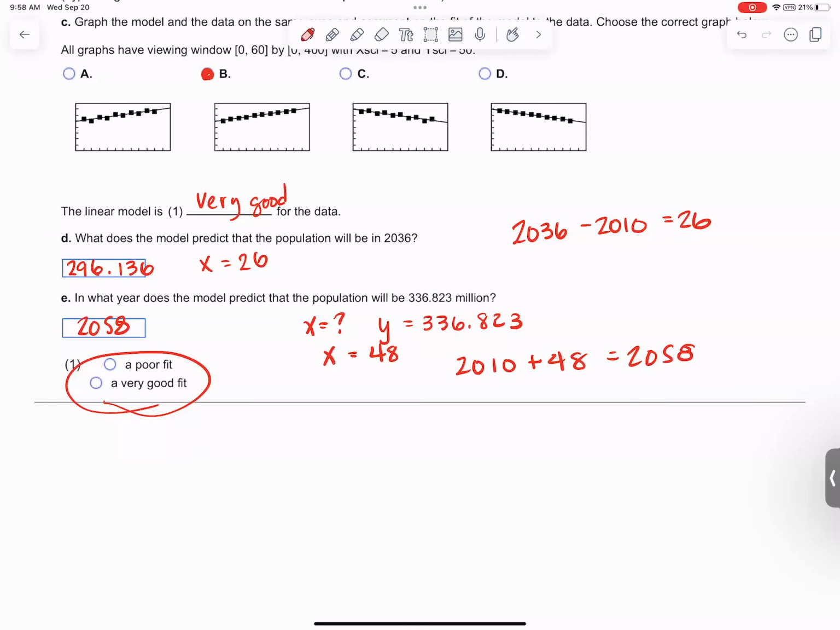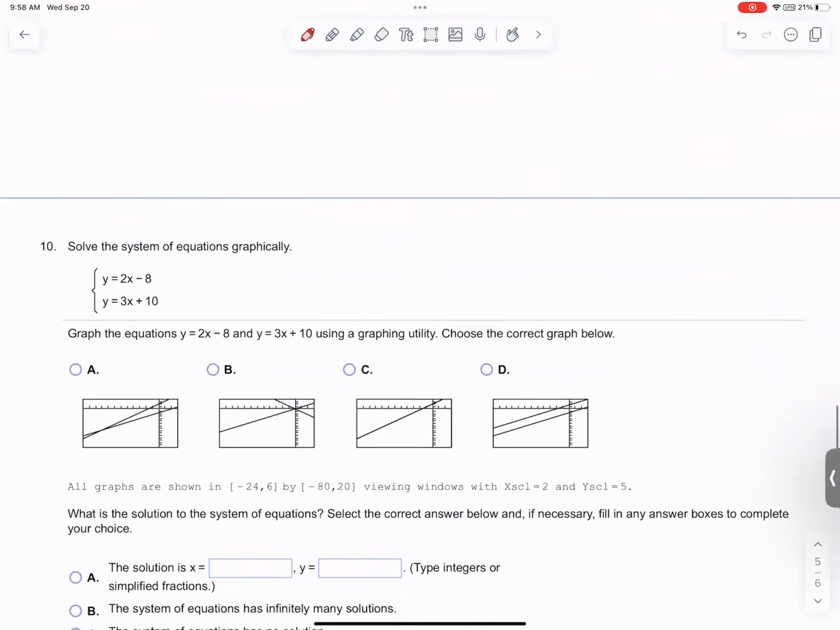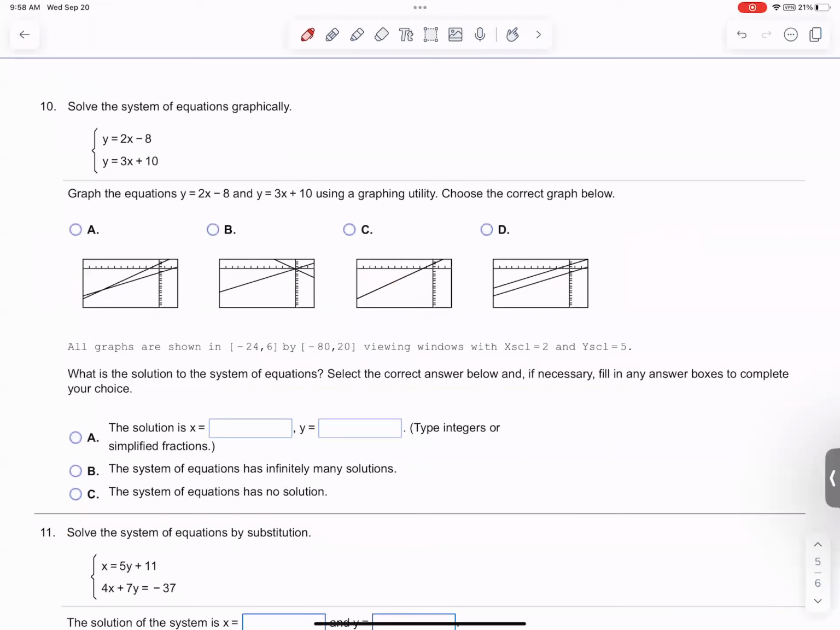All right. Solve the system of equations graphically. By the way, I will post this to the review course today. I'll post this PDF to the review course. So you got two courses, right? It'll be in the review course. Solve the system of equations graphically.